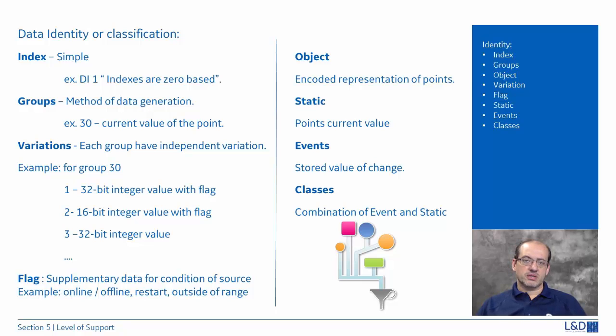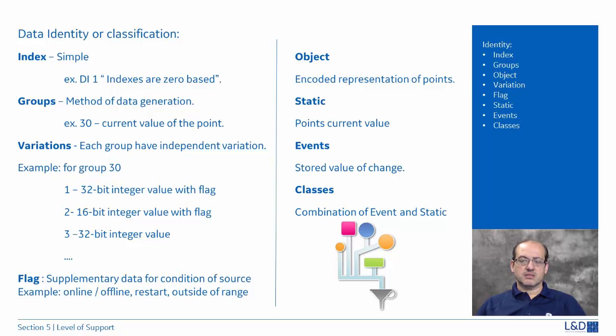So grouping was just a method of classifying or allocating the data generation. One thing that the protocol works on is object variation and quality. So any data that's generated should be placed inside an object. So it's just an encoded representation of the point.